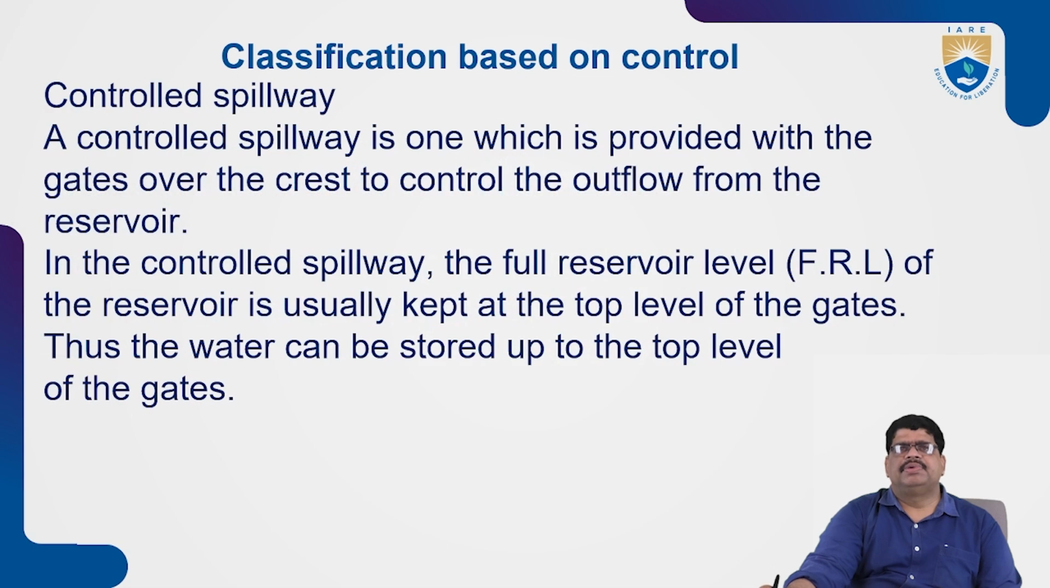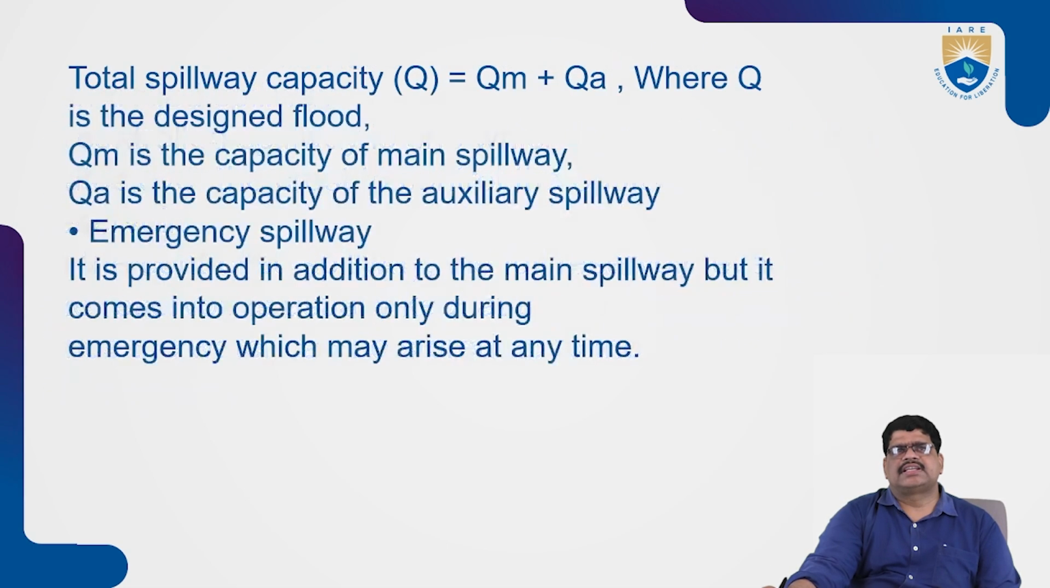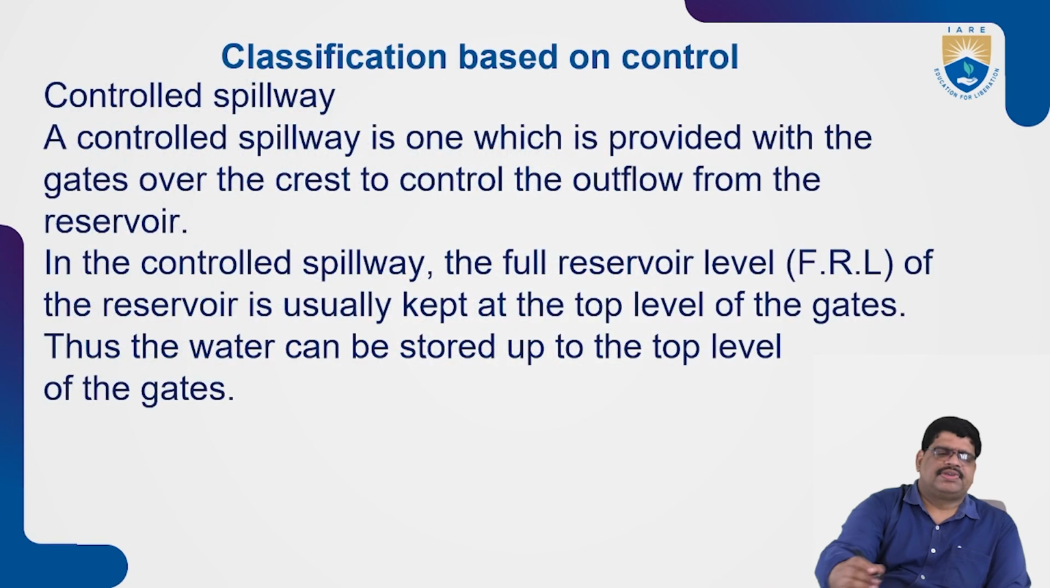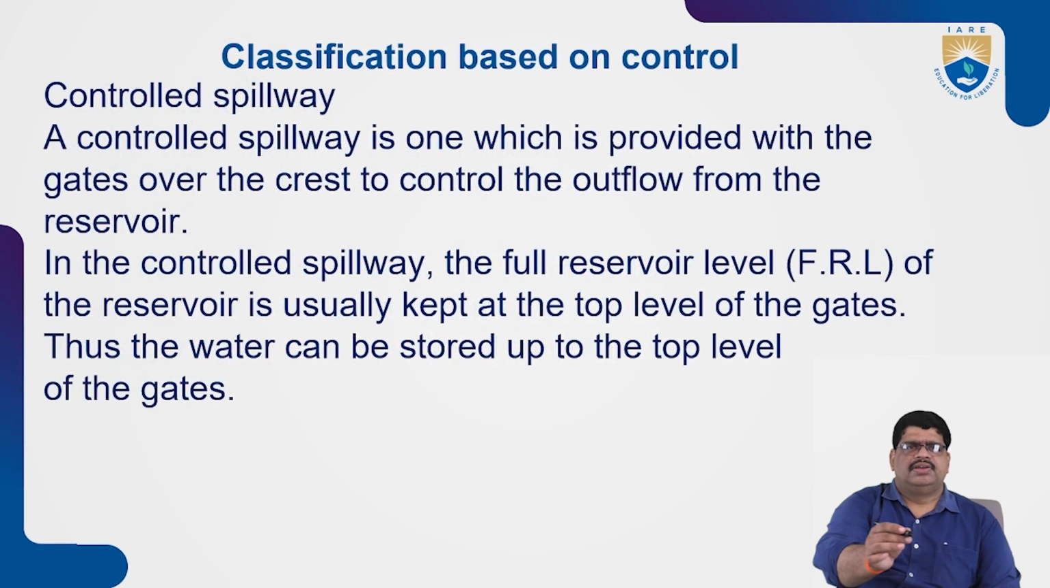Next, classification based on the control. As we discussed, it is controlled spillway and uncontrolled spillway. Let us see the controlled spillway. In the controlled spillway, gates can be provided to control the crest, or to control overflowing of the reservoir, so the floods can be controlled by a mechanism. These types we call controlled spillways.